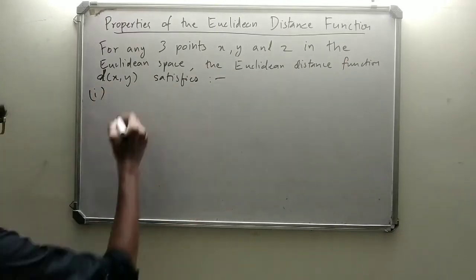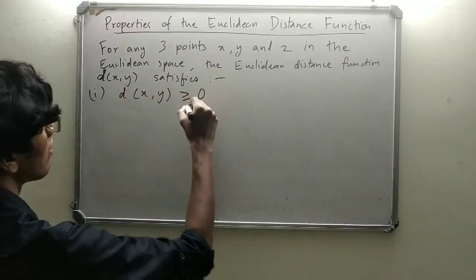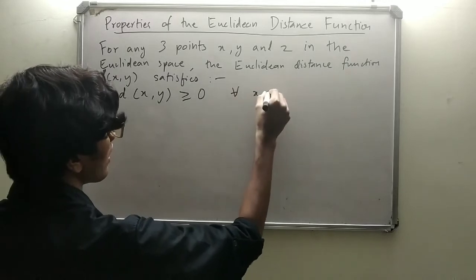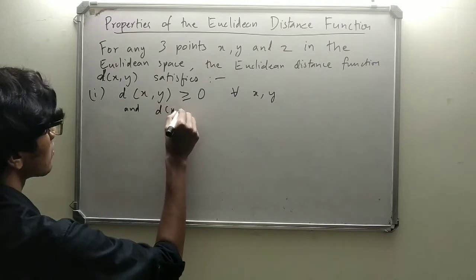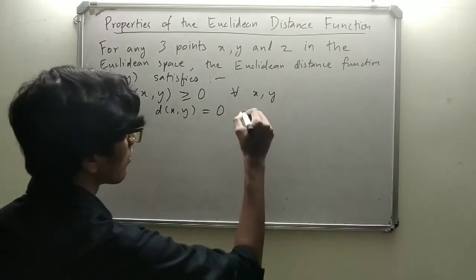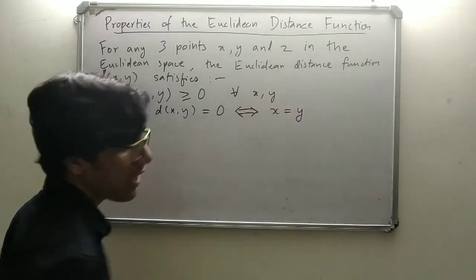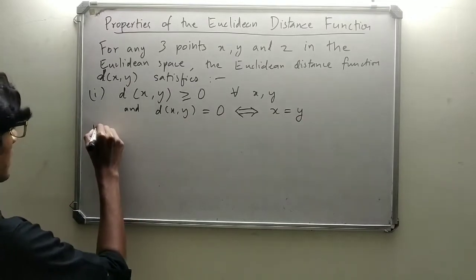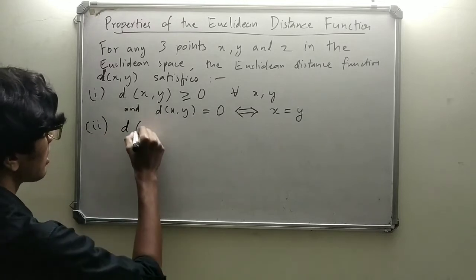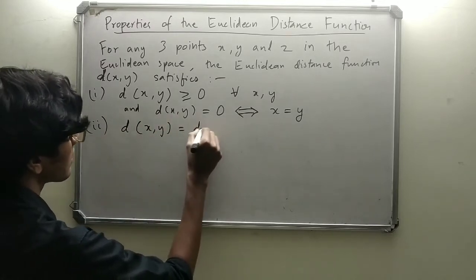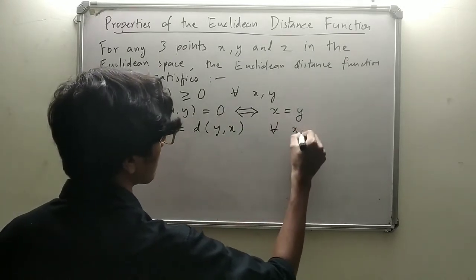First one, d of xy is greater than or equal to 0 for any pair of points x and y, and d of xy equal to 0 if and only if x equals y. Okay. The second one is d of xy equal to d of yx for any pair of points x and y. We know that, right?